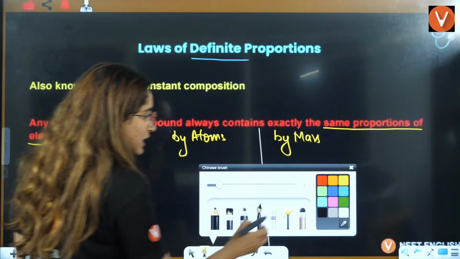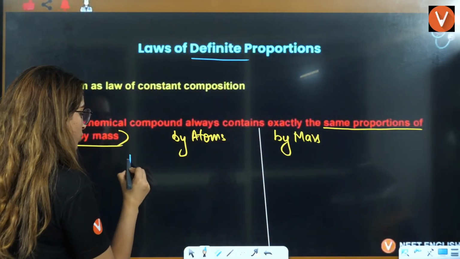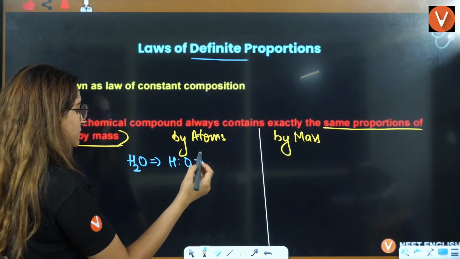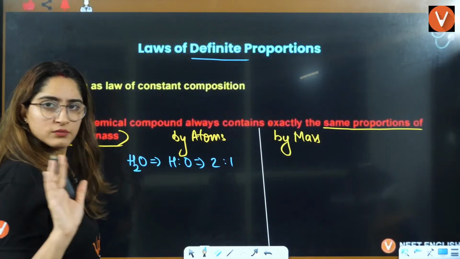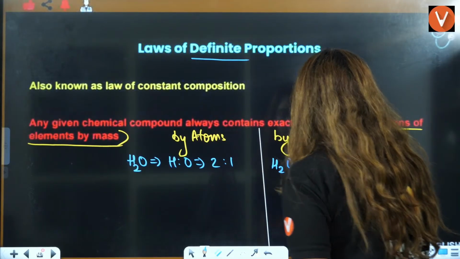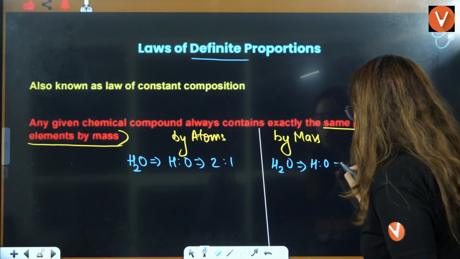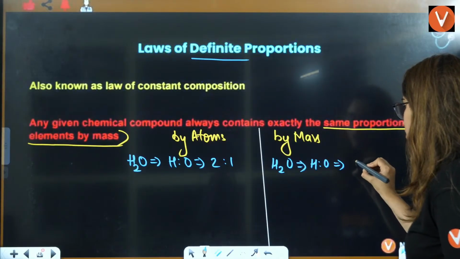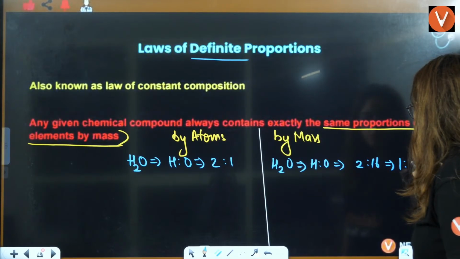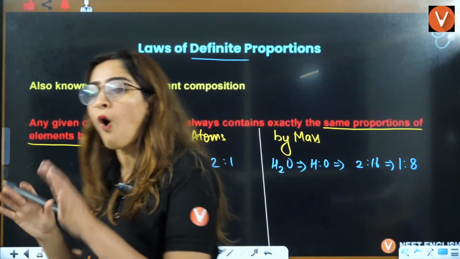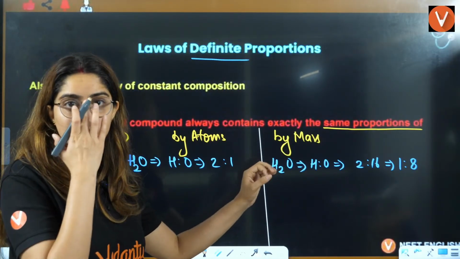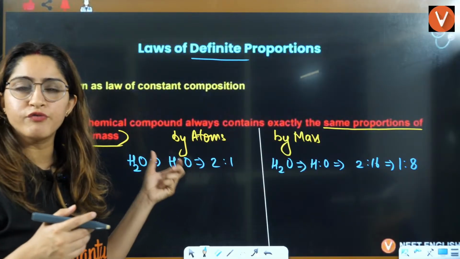Okay, so let's see. You have H2O. Hydrogen and oxygen by atoms is 2:1, right? By mass, in H2O the hydrogen is 2, oxygen is 16, so the ratio will be 1:8. Okay? So always and always water is going to have 1:8 for hydrogen to oxygen by mass, and for atoms it is 2:1.